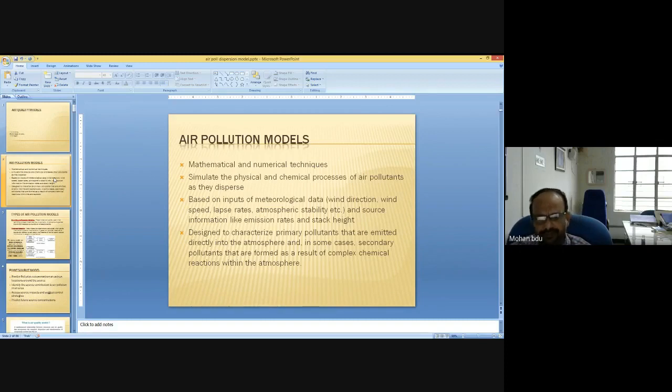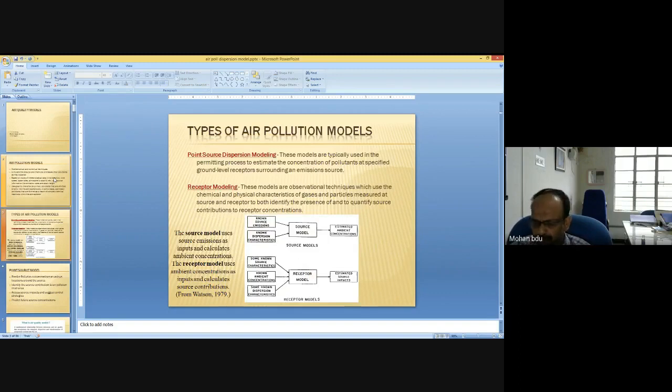Based on these parameters, the model can simulate the concentrations of the air pollutants at a receptor location. Basically, these models are designed to characterize the primary pollutants that are emitted directly into the atmosphere. In some of the models, even the secondary air pollutants that are formed as a result of a reaction between the primary pollutants are also possible. So across the world, there are two types of models that are widely used. One is point source dispersion modeling, another one is receptor modeling.